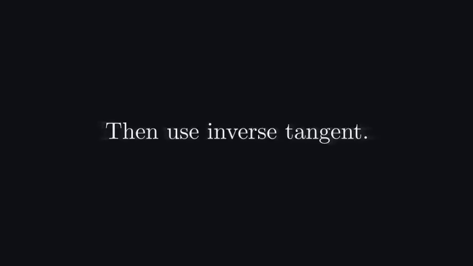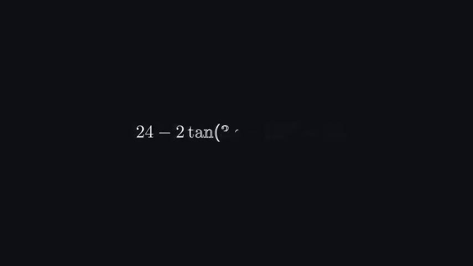Our goal is to find x. To do that, we first isolate the tangent expression. Once the tangent value is known, we use inverse tangent to find the angle. Start with the given equation. We want to remove the 24 first. Follow the calculation line by line. Subtract 24 from both sides. On the right side, 14 minus 24 equals minus 10. Now the tangent term is almost isolated.